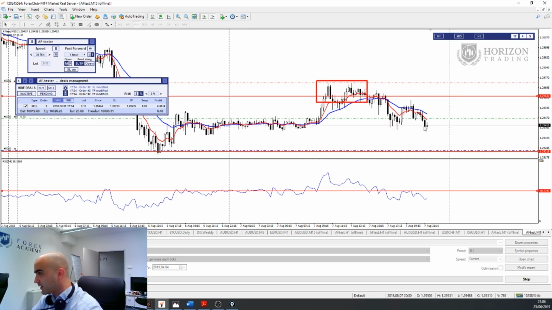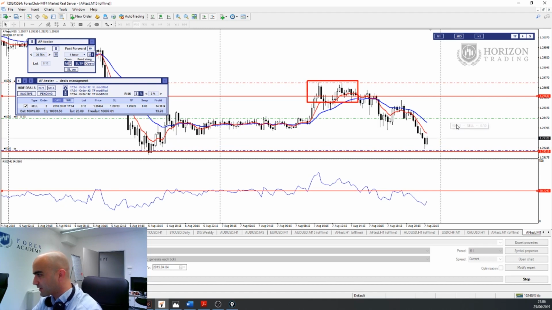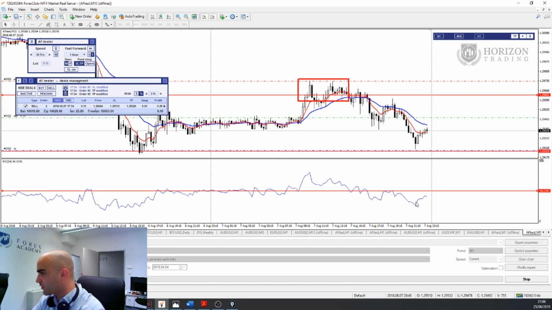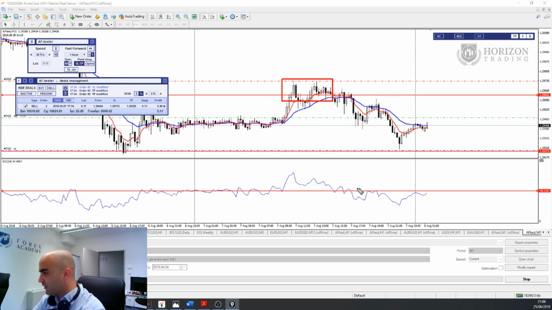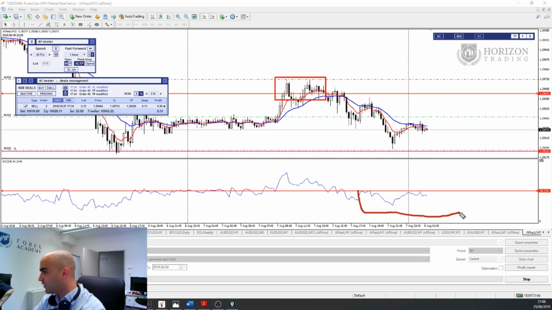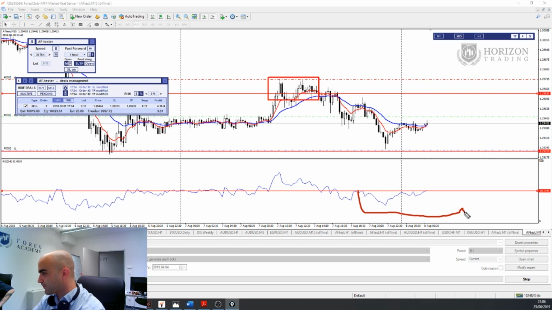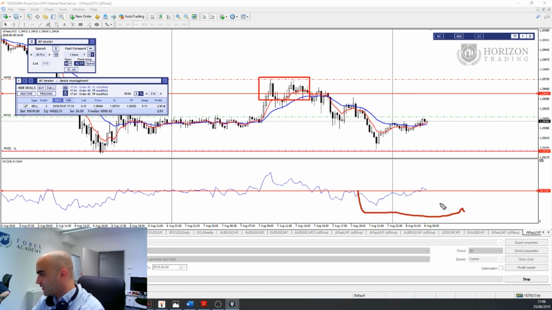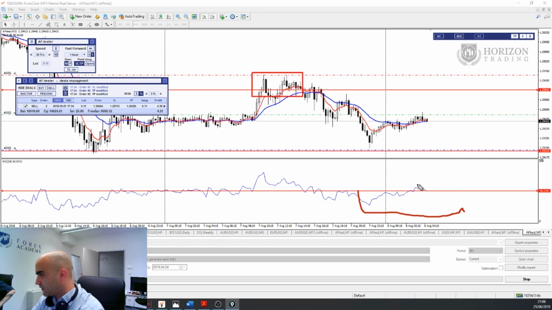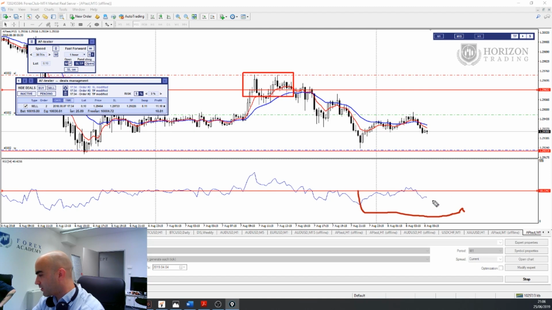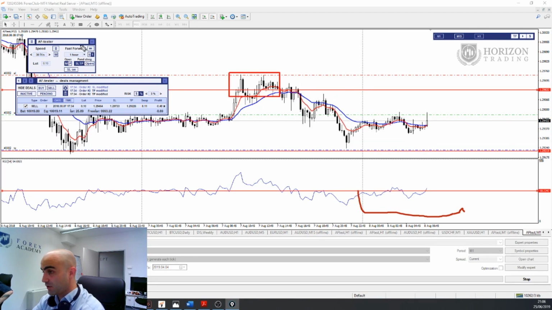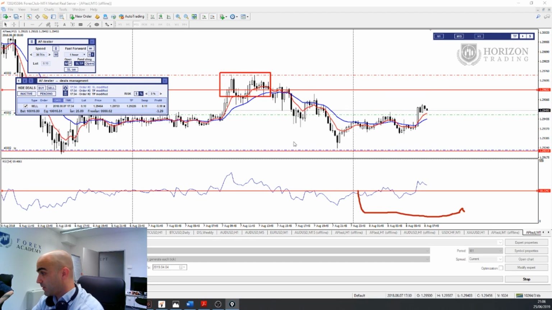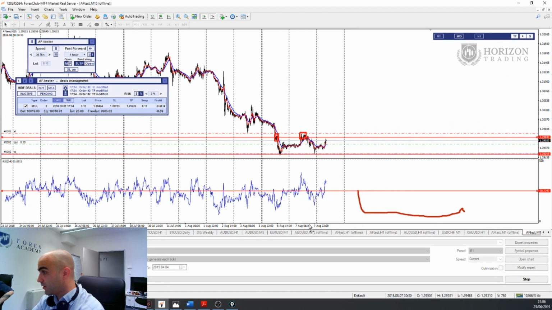You can see they still haven't crossed, so the trend is still bearish. The trend is still bearish, as you can see all over here. It's still below. Still coming below. And as I told you, it's very important to see the bigger picture of the market over here.